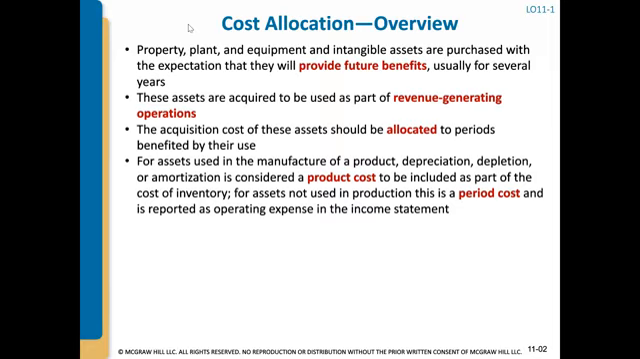When a company purchases property, plant, and equipment, they expect it to provide future benefits, which means that the asset is capitalized on its balance sheet. So it's recorded as a long-term asset on its balance sheet. The cost of these assets should be allocated to periods that are benefited by their use. And the way we do that is through different cost allocation methods that we will discuss in this video.